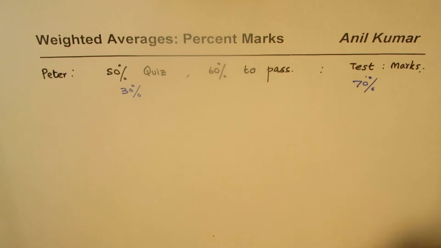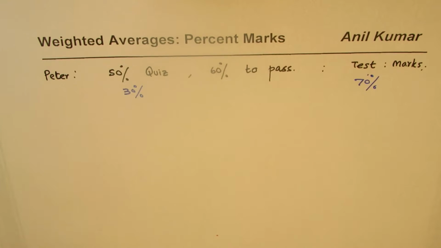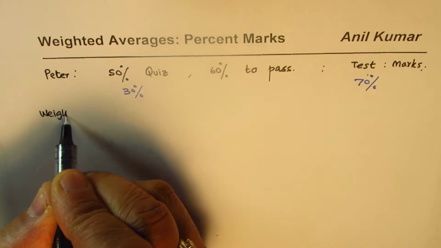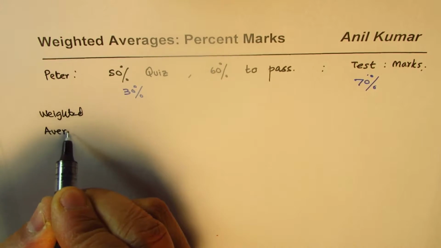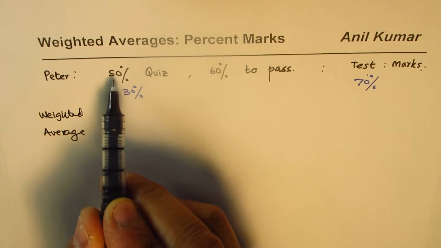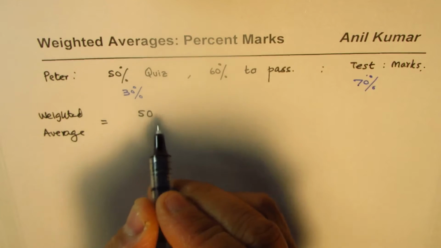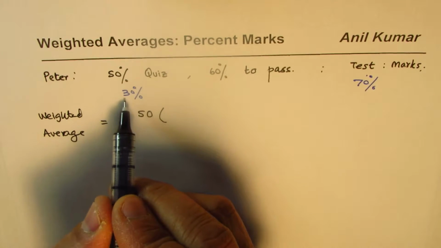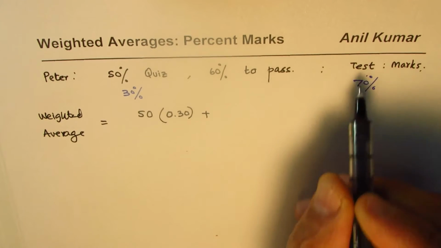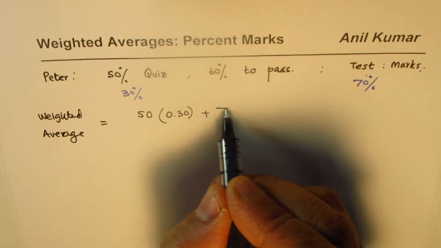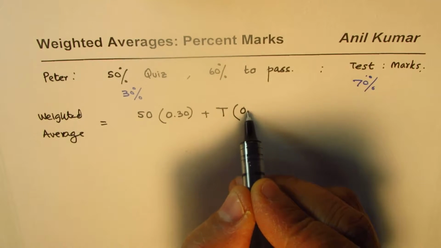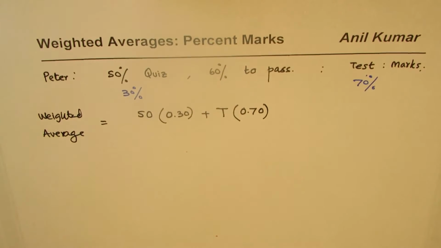Okay, so let's figure it out. We know the formula for weighted average. We say the weighted average will be the sum of the products of marks and importance. So here 50%, and that 50% is contributing towards 30%. 30% in decimals is 0.30. Plus, we need the marks in the test, so let's say that is T percent, and the contribution is 70%, that means 0.70, right?